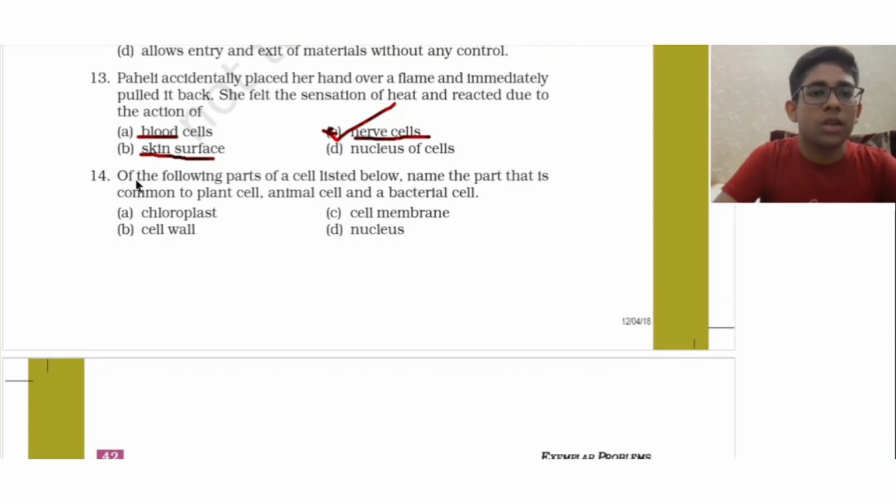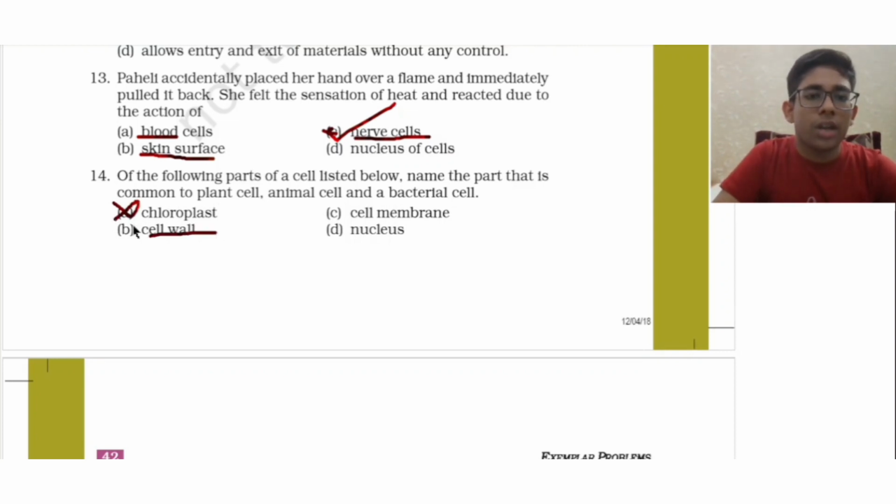Question number 14. Of the following parts of a cell listed below, name the part that is common to plant cell, animal cell and bacterial cell. So we have to name the cell part that is common to all the types of cell. Maybe it's prokaryotic, eukaryotic, animal or plant. So first option, chloroplast. We know that the chloroplast is limited to only the photosynthetic cells that are the plant cells and certain fungi. So this option is wrong.